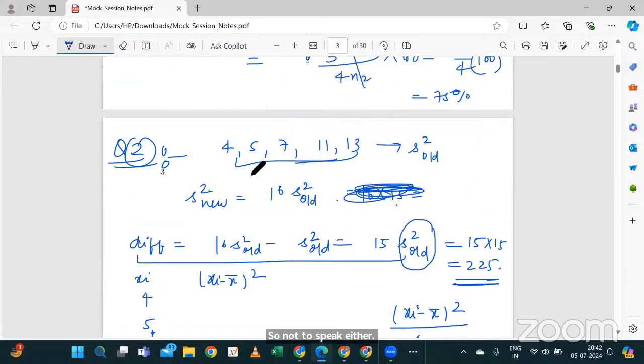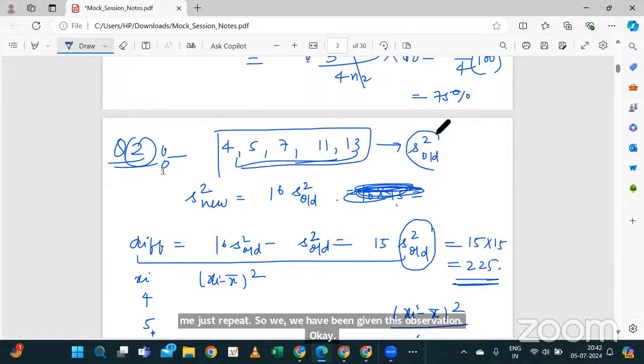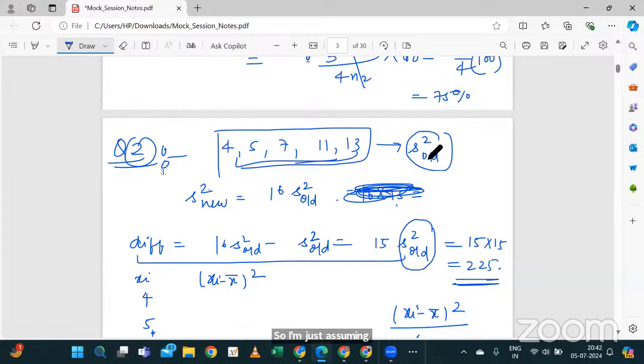So we have been given these observations. I'm just writing the sample variance as s square old. So what will be the s square new? Because we have to multiply by a constant. We know that if I multiply a constant to all of the observations and look at the variance, it will be c square into the old variance. That is something we have seen already. And adding a constant will not affect the variance. So s square new will be 16 times s square old.